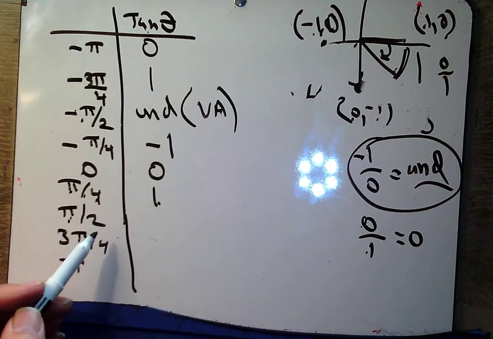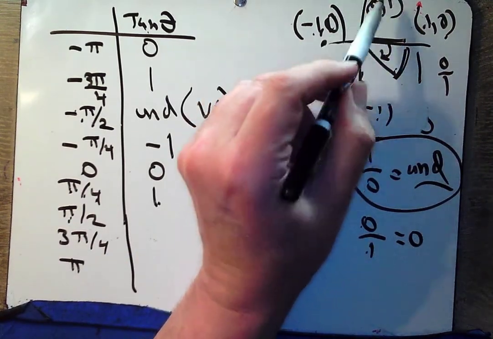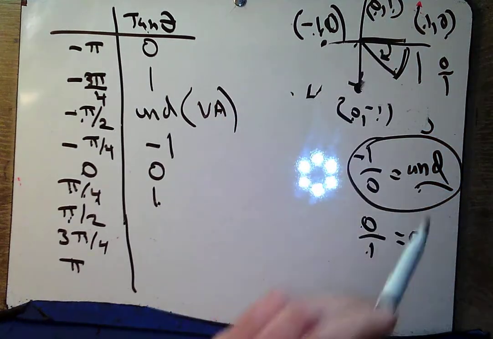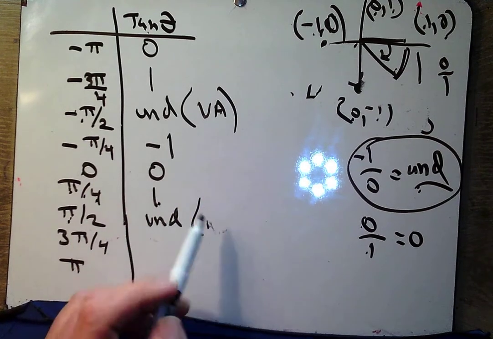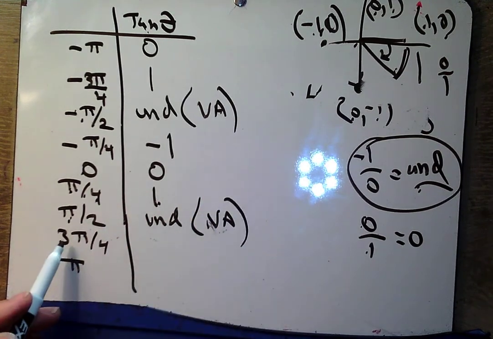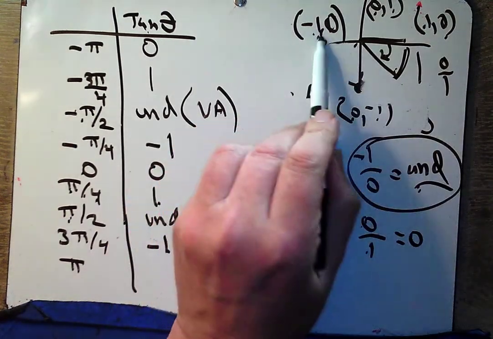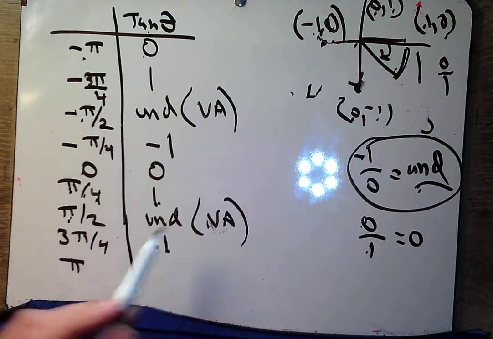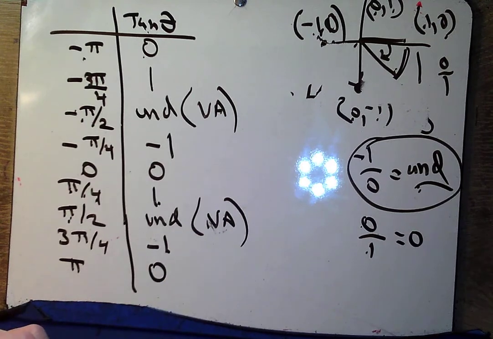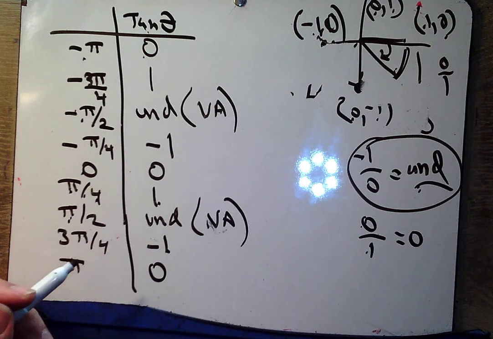A pi over 2 is going to be me putting in 0, 1. This over this, it's undefined. Ooh, another vertical asymptote. If I put in 3 pi over 4, I get negative 1. And if I plug in pi, what happens when I plug in pi? Well, the same thing that happened when we plugged in negative pi, because the ordered pair is the same. And we get 0.